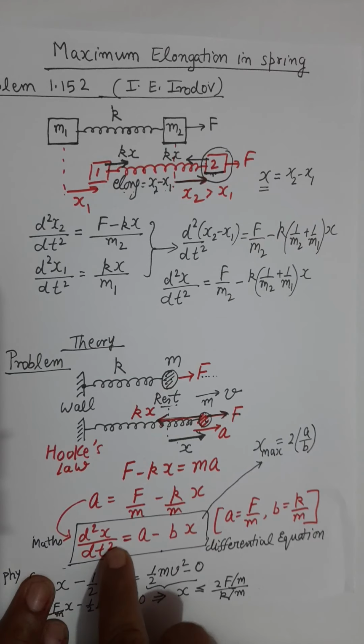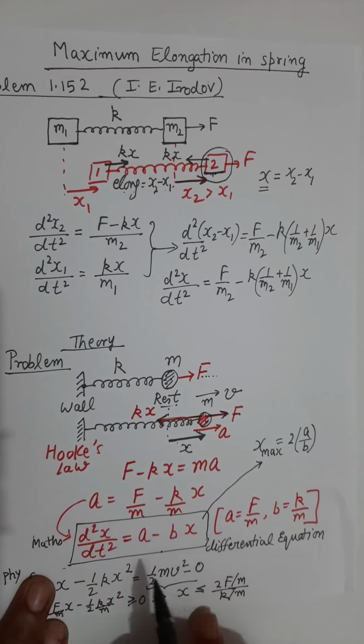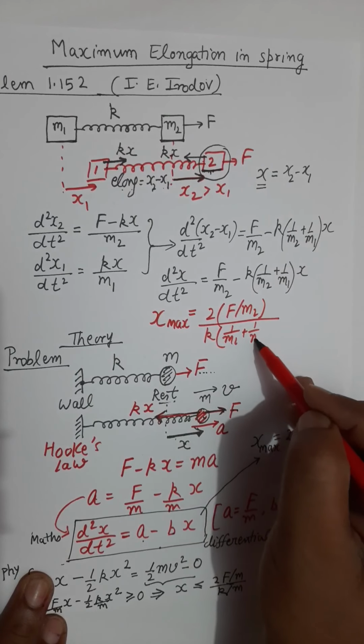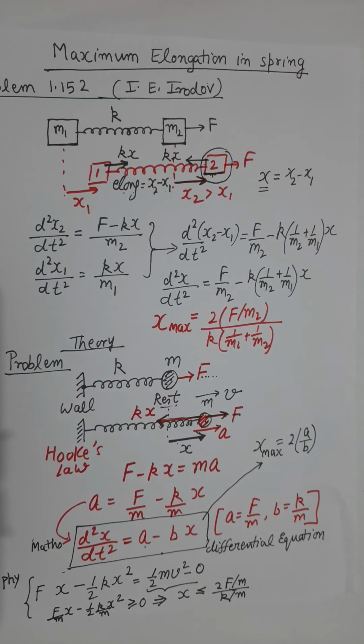Now you compare this differential equation with this one. In place of A, you have f over m2. In place of B, you have k times 1 over m2 plus 1 over m1. So now I can directly give, without solving the differential equation, the maximum value of x, which is the maximum elongation. It will be 2 times, in place of A, f over m2, and in place of B, k times 1 over m1 plus 1 over m2, and that's the answer. This is the maximum elongation of the spring in this numerical.